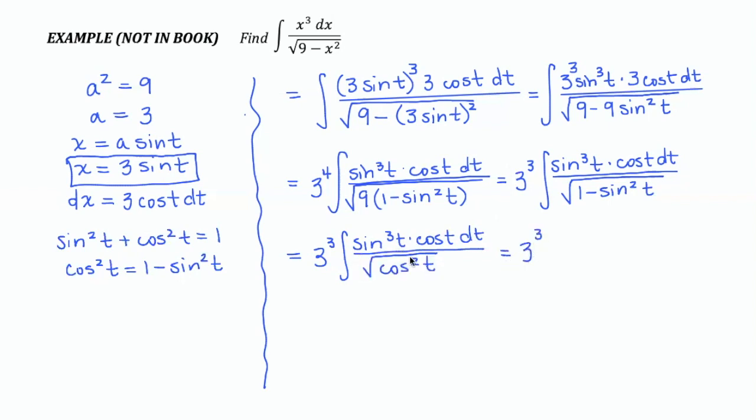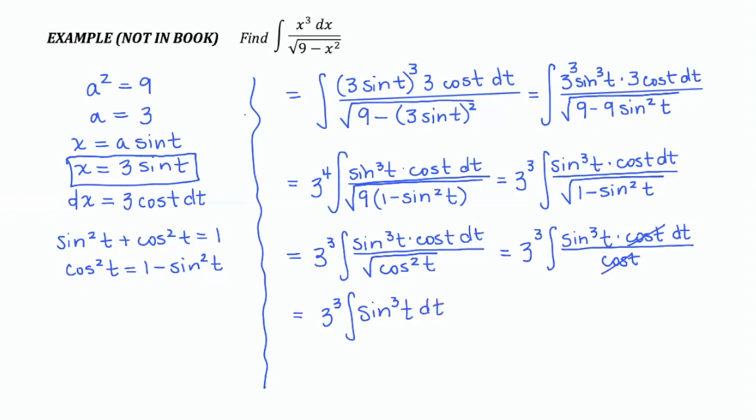The squaring and the square root undo each other. So finally, I have gotten to sine cubed t times cosine of t dt. And you can see how even more magic is going to happen because that cosine t in the bottom can cancel with the 1 in the numerator. So the radical is gone, and I am now left with the integral just of sine cubed t dt.